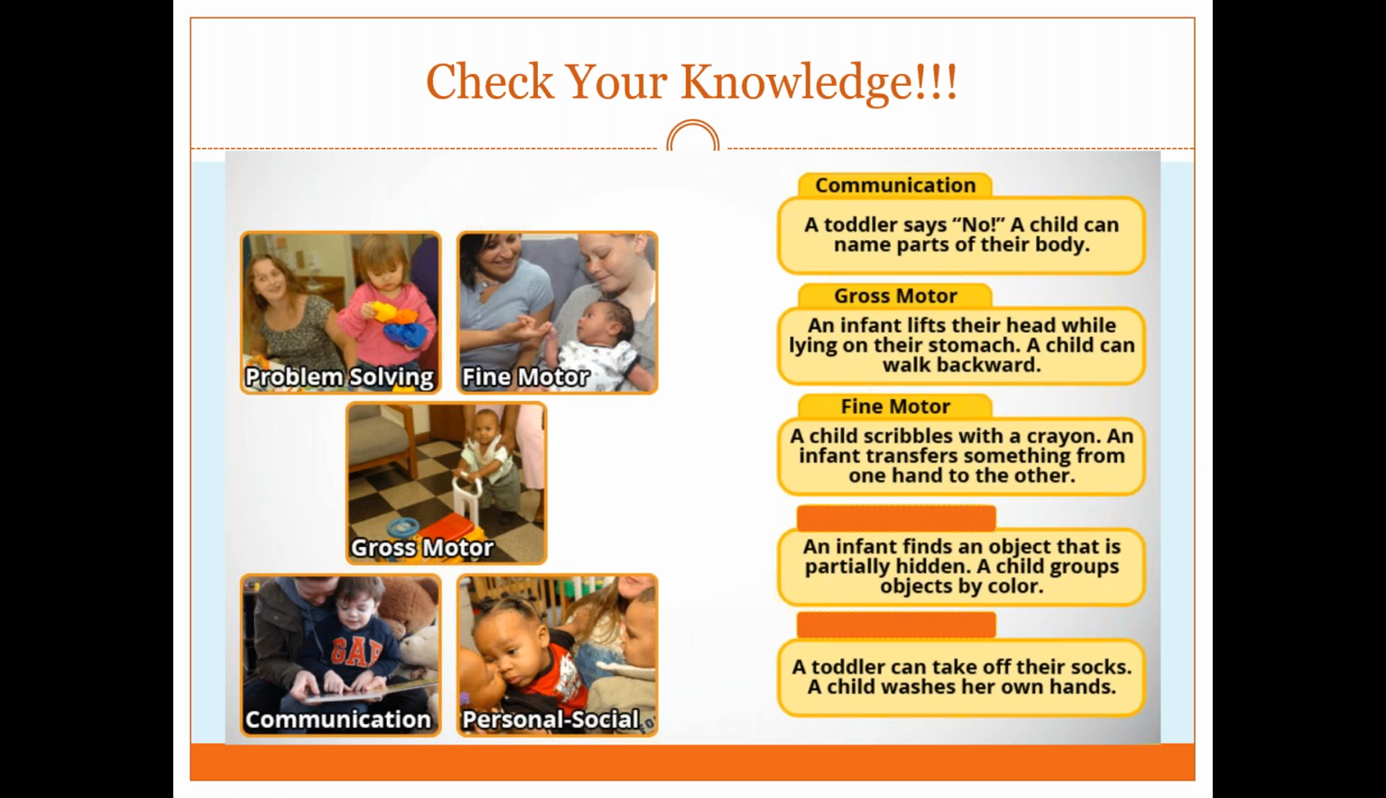Fine motor. Very good. An infant finds an object that is partially hidden. A child groups objects by color. What is this an example of? Yes, problem solving. A toddler can take off their socks, and a child washes her own hands. What is this an example of? Very good. Personal social. All right, remember those 5 domains. Remember, each tool will look at those 5 domains and have 6 questions. And these are the types of things that we're looking for at all the different ages and stages.